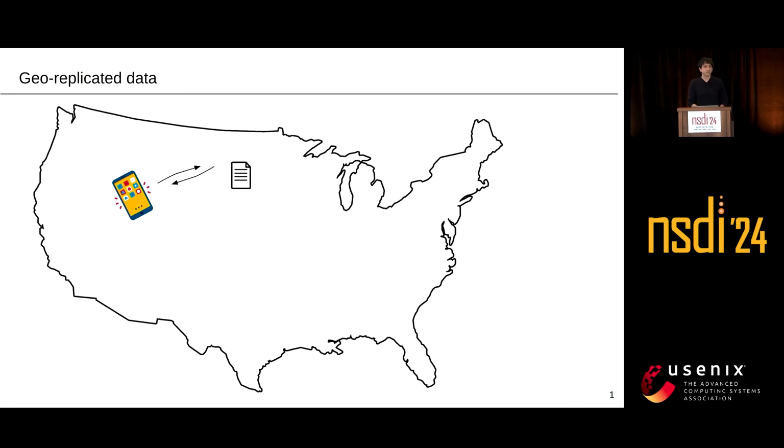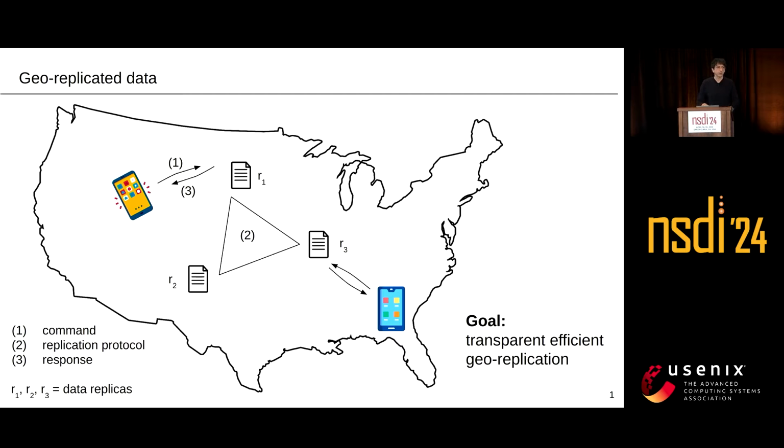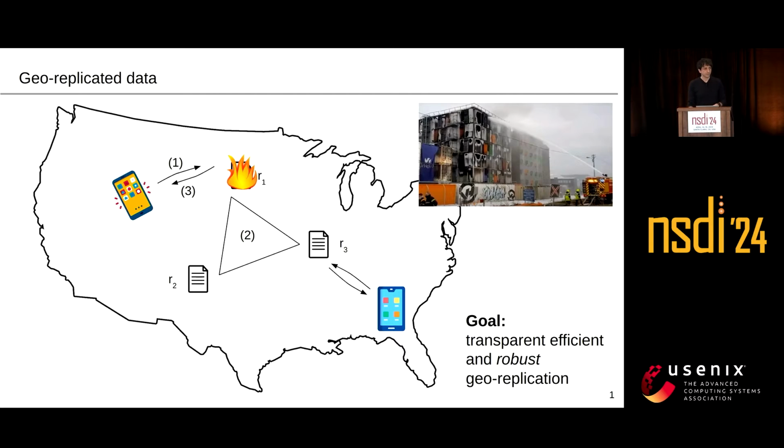So the context of this work is geo-replicated data. Data is now available from multiple locations where it is used by different clients. Those locations are kept in sync by using a replication protocol. Those protocols ensure that replication is transparent and efficient. They also ensure that, despite failures of one or more locations, the system is still available, data is still available.